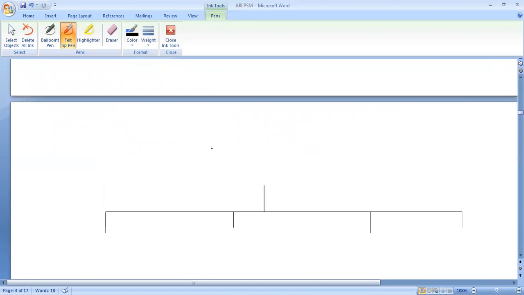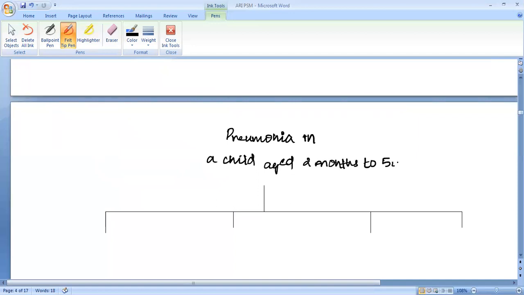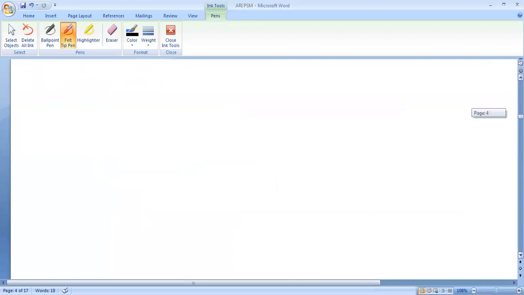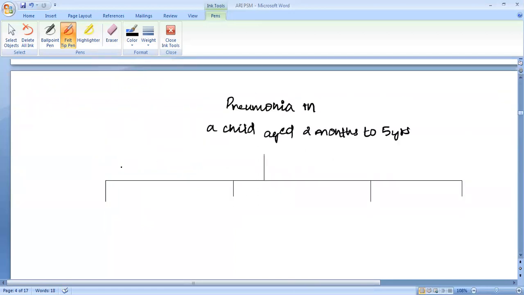Suppose I am going to classify this pneumonia, in a child who is aged 2 months to 5 years. That is the age of this child, and I am going to classify the pneumonia in this child. First, it can be classified into basically 4 types.